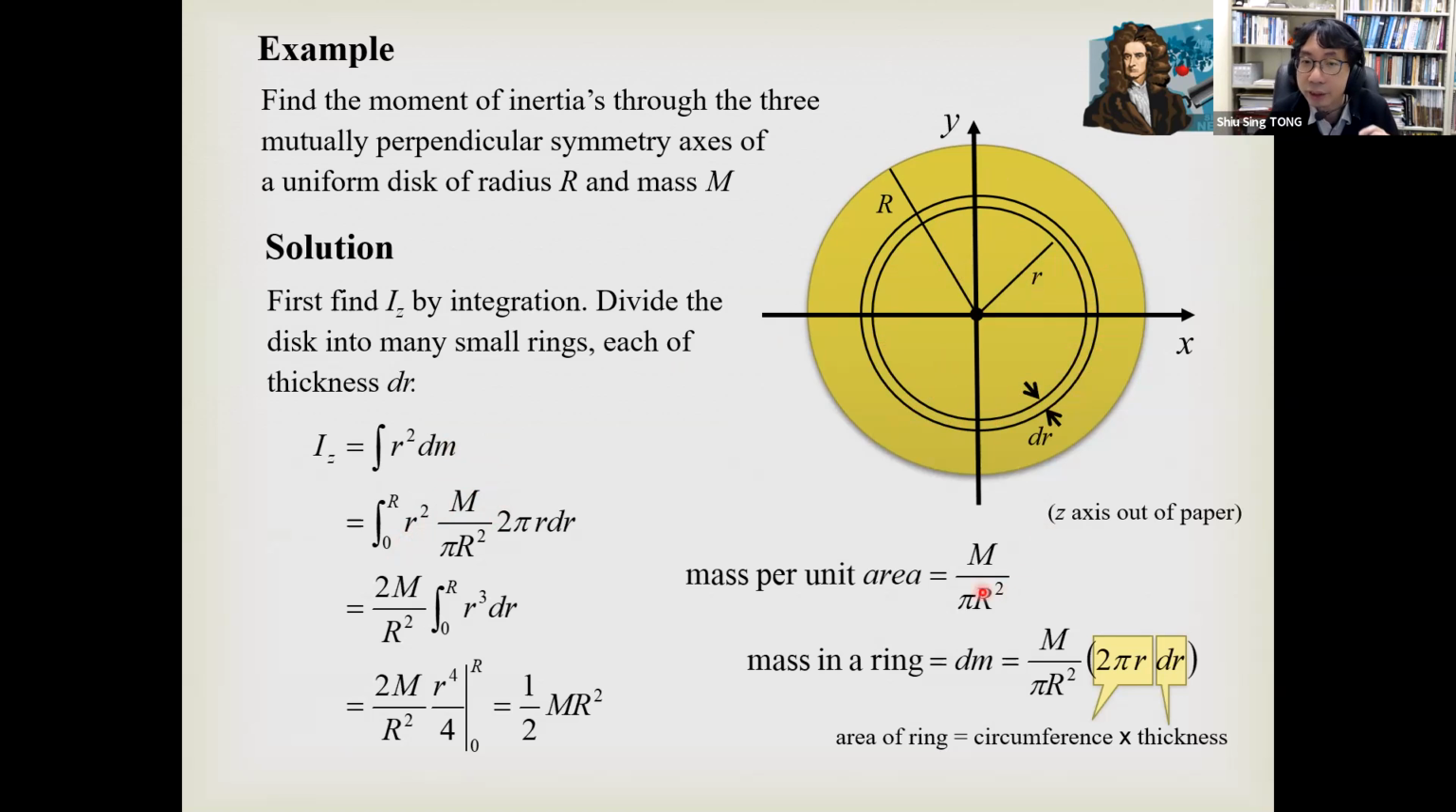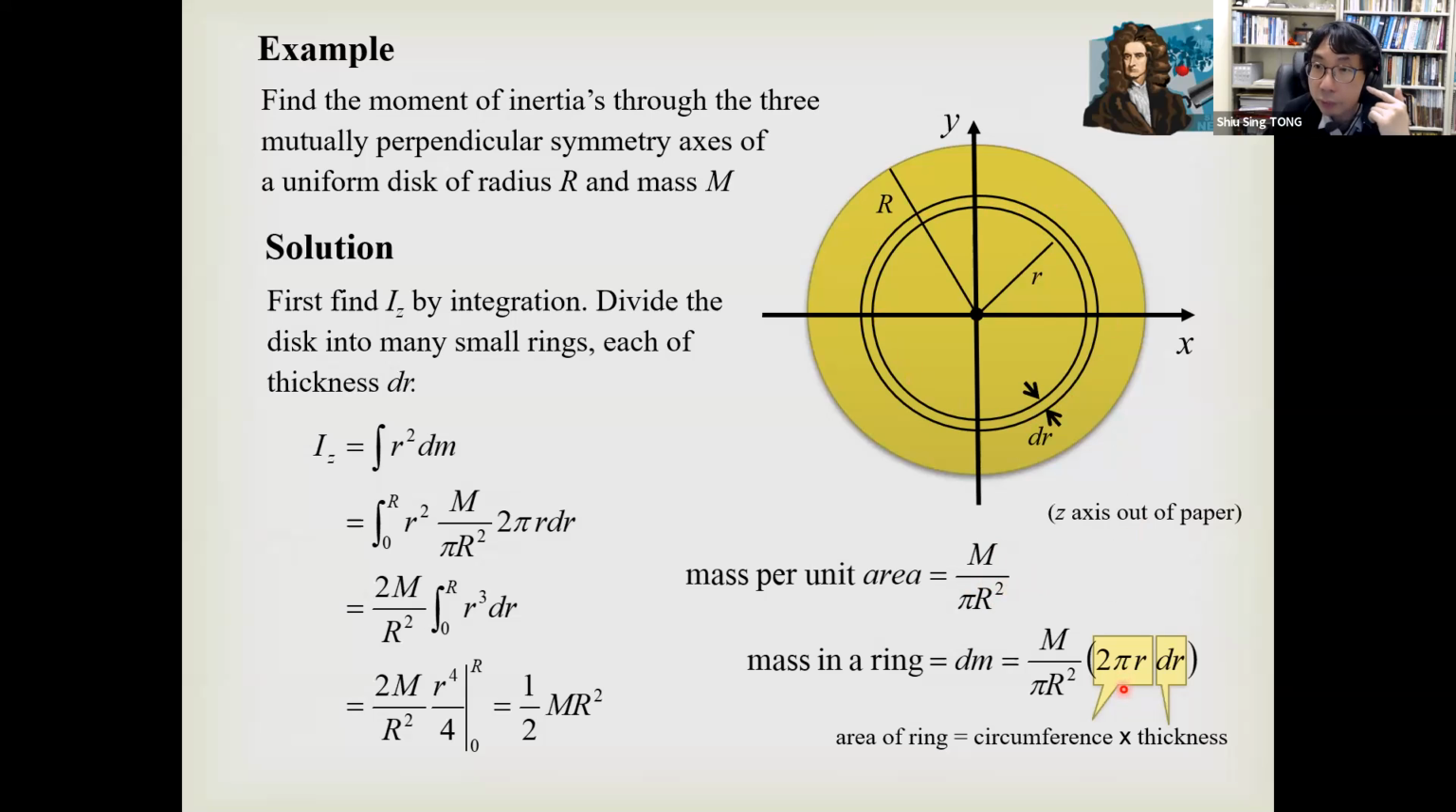Well, the mass of the ring is proportional to the area. And since the disk is uniform, we can find the density of the disk as the mass per unit area. That is the total mass divided by the area, which is m over pi r squared. That is the density. But how do we find the area of the ring?